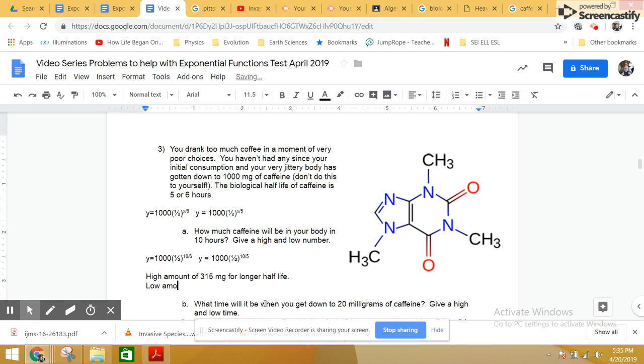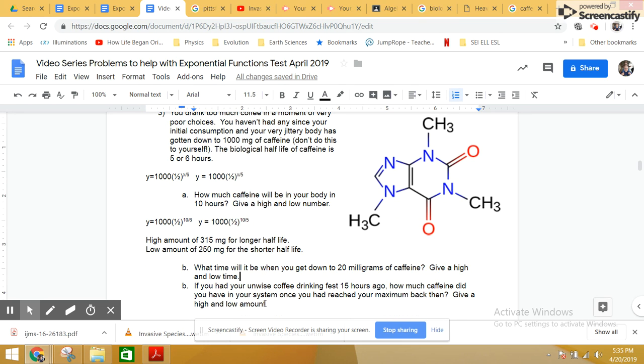And a low amount of 250 milligrams for the shorter half-life. Okay, cool, we've got that. Now we want to know what time it will be. Well, what I really mean here is how long from now. I should change that question to: if I'd given you an initial time, what time would make sense?